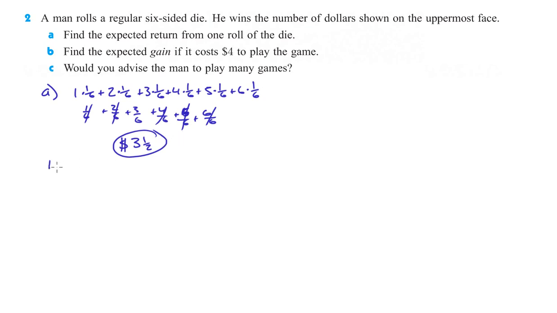So the expected return from one roll of the die is $3.50. Okay. So for B, find the expected gain if it costs $4 to play the game. So you are expected to add $3.50, but you have to pay out $4, so your expected gain is to lose 50 cents every time you play. Okay, and then would you advise the man to play many games? Nope, because on average you're going to lose 50 cents every time you play. So if you played 10 times, you'd lose $5 over time. Okay.